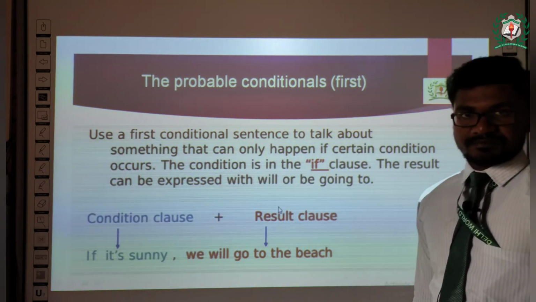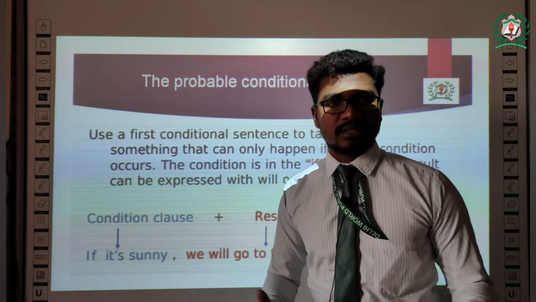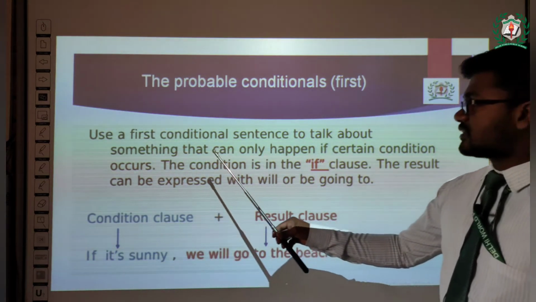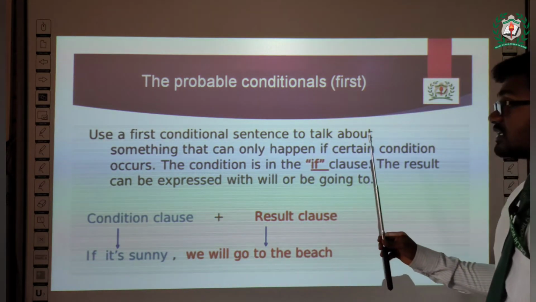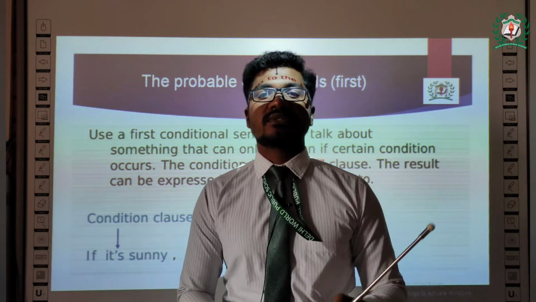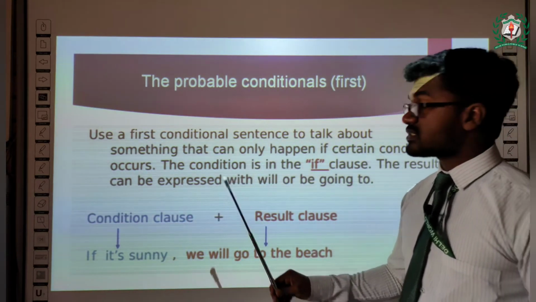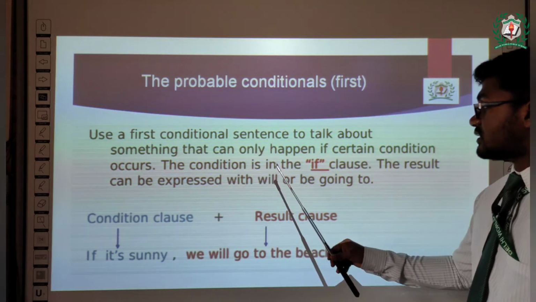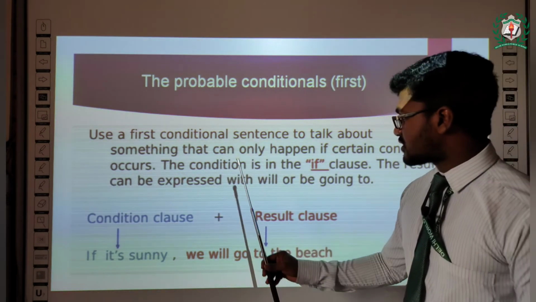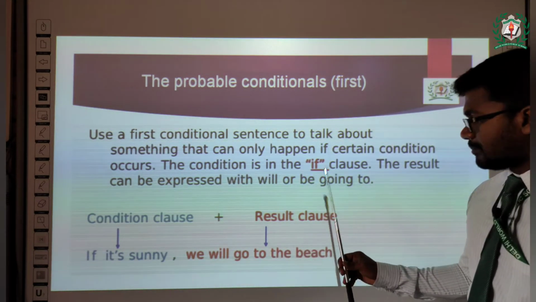The probable condition. Number 1. What are the probabilities? Possible things are there to do. Use the first conditional sentence to talk about something that can only happen if certain conditions occur. If certain things are there, then it can happen. Such type of condition is said to be first. The condition is in the if clause. The result can be expressed with will or be going to. You can use will or be going to.